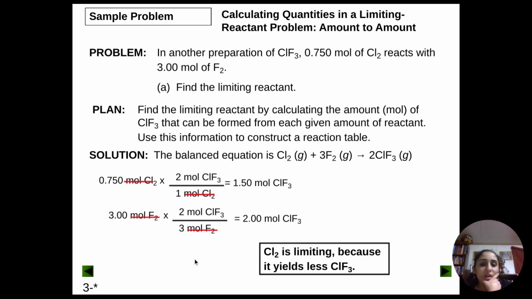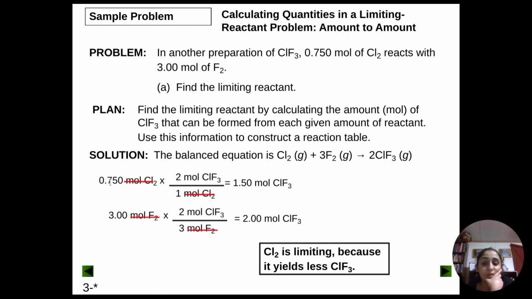So plan. We find the limiting reactant by calculating the amount of moles of ClF3 that can be formed from each given amount of reactant. Use this information to construct a reaction table. So here's our solution. The balanced equation is Cl2(g) + 3F2(g) gives us 2ClF3(g). So this is how we work that out.